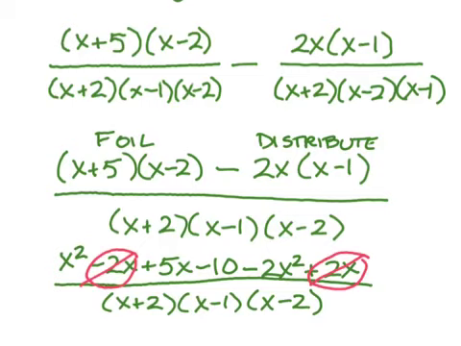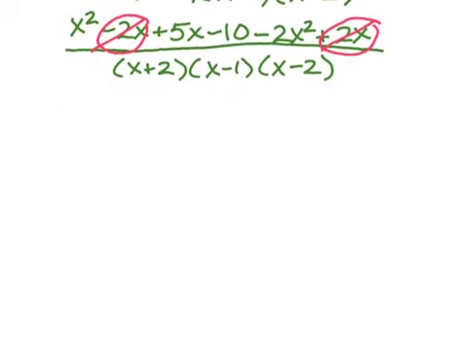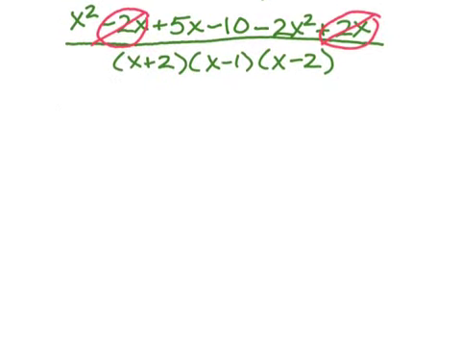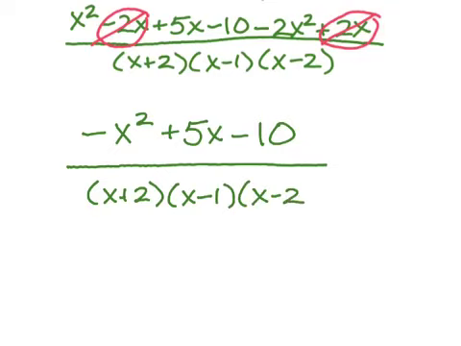So once again, we move this up so I got a little bit more room to work with. And we have, well, x squared minus 2x squared is going to give me minus x squared. I have plus 5x and minus 10. It's combining all of the like terms. This is over my common denominator, x plus 2, x minus 1, x minus 2.